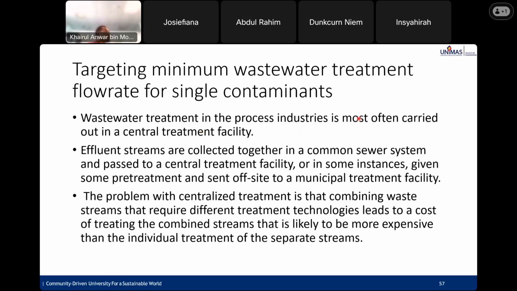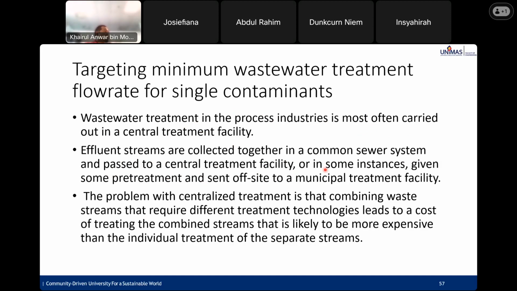Targeting minimum wastewater treatment rate for a single contaminant. Wastewater treatment in the process industry is most often carried out in a central treatment facility. Effluent streams are collected together in a common sewer system and passed through a central treatment facility, or in some instances, given some pre-treatment and sent off to a municipal treatment facility.